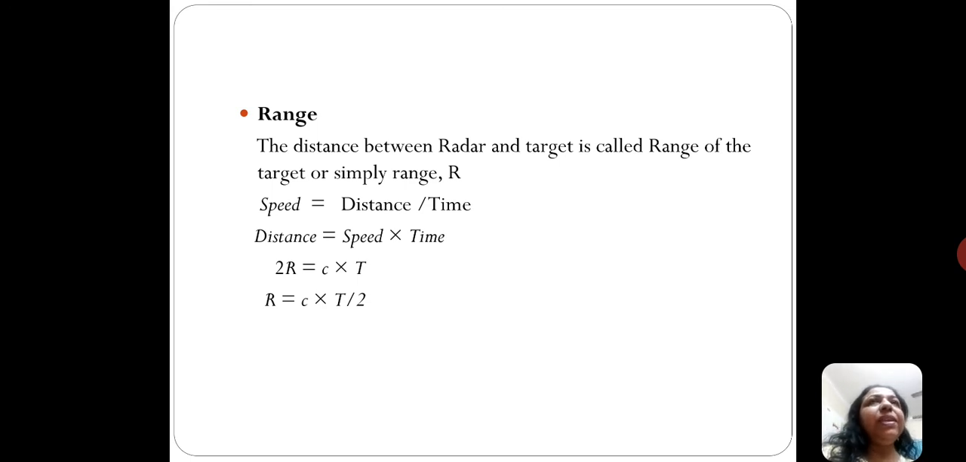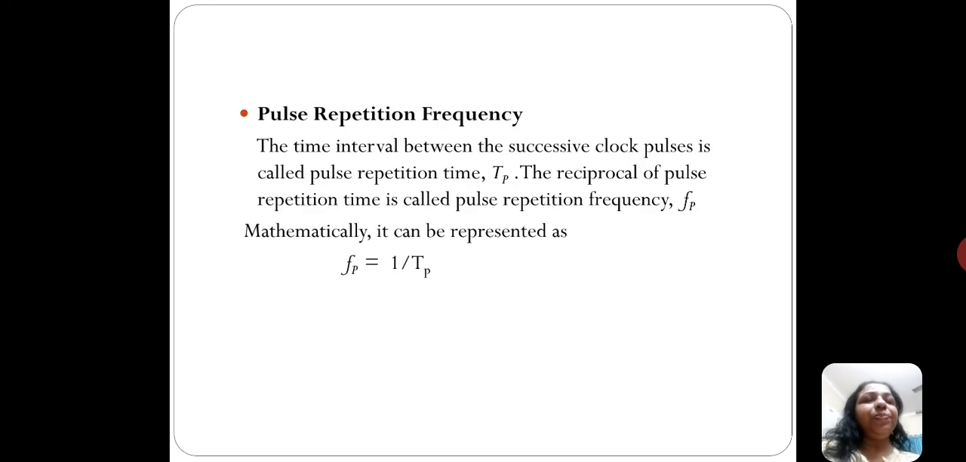Time is the time taken for the waves to travel to the target and return back. So if R is the distance between the transmitter and the target, then the total distance is 2R, to and from motion, the transmitted wave and reflected wave. The total distance is 2R. C is the velocity of radio waves, which is the velocity of an electromagnetic wave, and T is the time taken, so that we have range R is equal to C into T by 2.